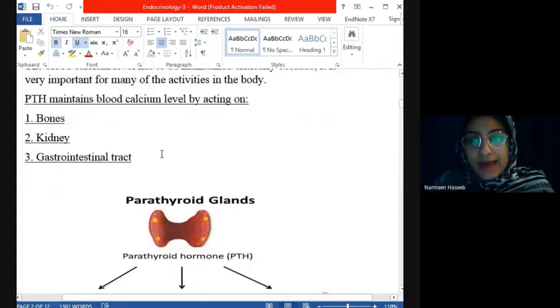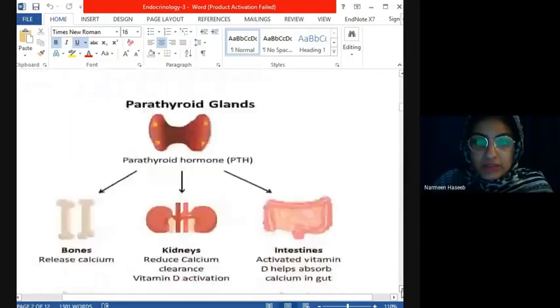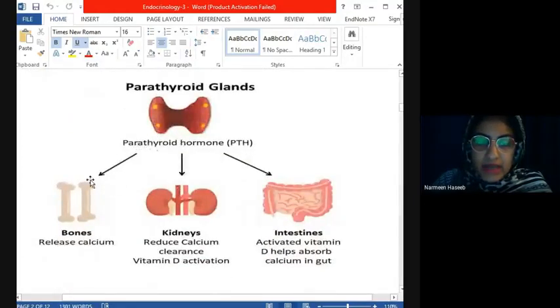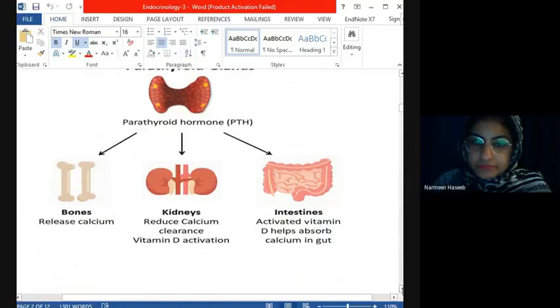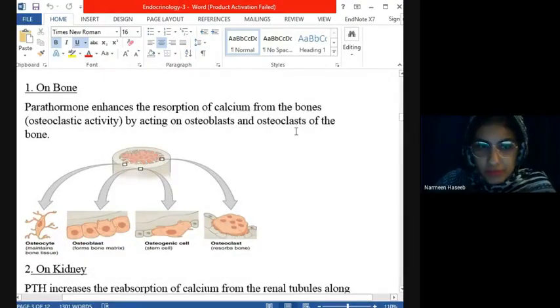So now let's see how parathormone is going to maintain the blood calcium level. It will act on the bones, on the kidney, and on the gastrointestinal tract in order to increase or maintain the blood calcium levels. So you see, this is the parathyroid gland. It has function on bones, on the kidneys, and the gastrointestinal tract. So what happens on bones? Parathormone enhances the resorption of calcium from the bones by acting on osteoblasts and on osteoclasts.